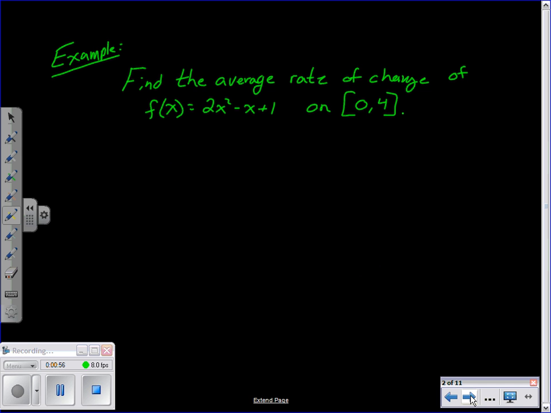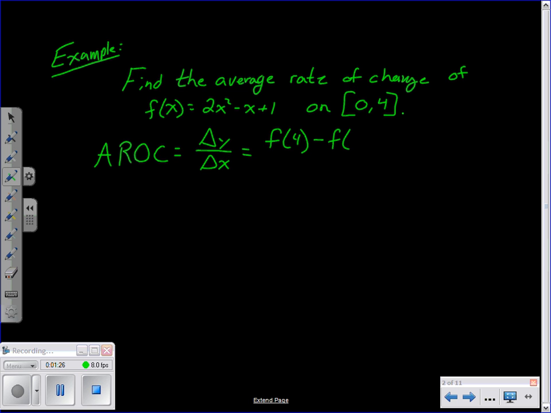So to look at an example of AROC, you might see something like this. Find the average rate of change of f of x equals 2x squared minus x plus 1 on the closed interval 0 to 4. If you're given something like this, all you need to do is find the slope of the secant line. So we're going to say that the average rate of change is equal to the change in y over the change in x, which in this case I know is f of 4 minus f of 0 divided by 4 minus 0.